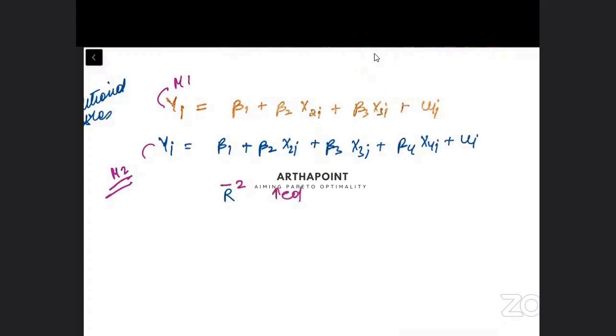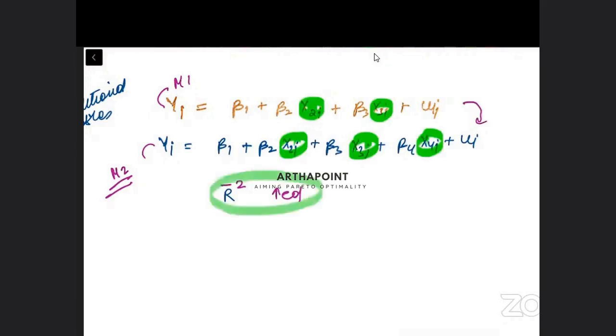If r bar square has decreased, then don't go for model 2. Model 1 will be better. So always when you add an additional variable, when you go from x2, x3 to x2, x3, x4, you have to check whether r bar square is increasing or not.